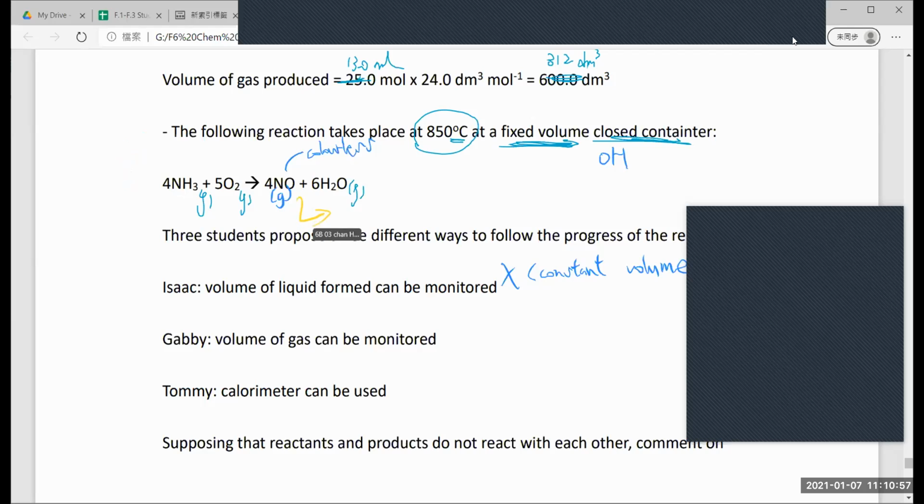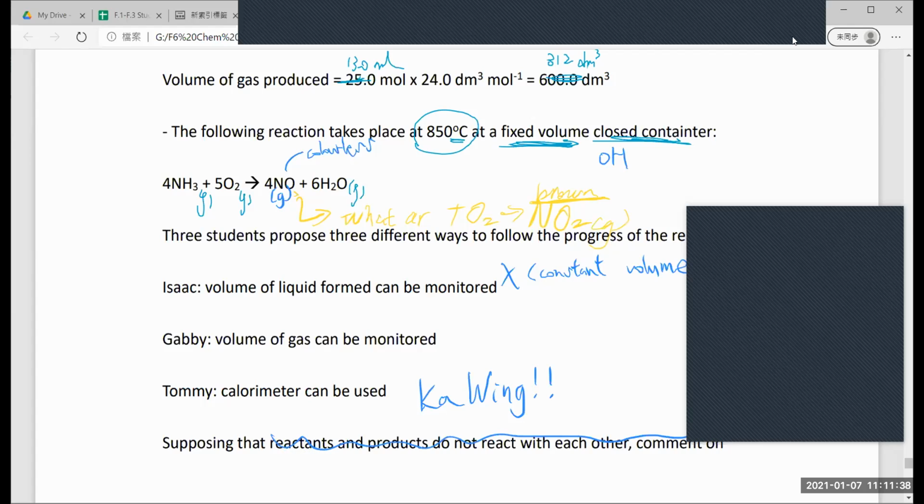咩 brown gas 啊？邊個 brown gas 啊？Nitrogen monoxide is colorless until it reacts with oxygen to form nitrogen dioxide, which is brown. Yeah, that's right. So it's NO gas, right? It's NO gas. Okay.